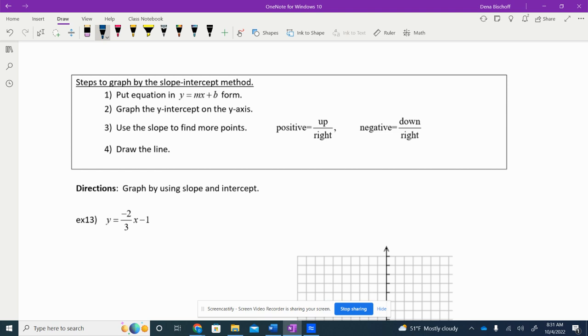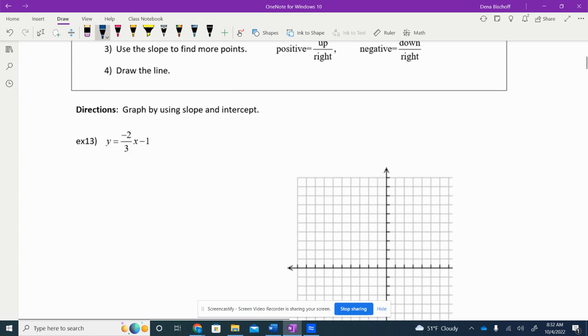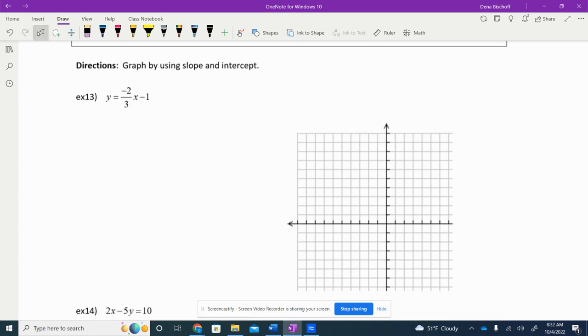So steps to graph slope y-intercept method. The first thing you want to do is make sure that your equation is written in y equals form. And then you always want to begin with b. That's your y-intercept. Begin with b. That's how I remember that. And then you're going to use your slope and count from the b up or down using your slope, okay? So let's look at example number 13.